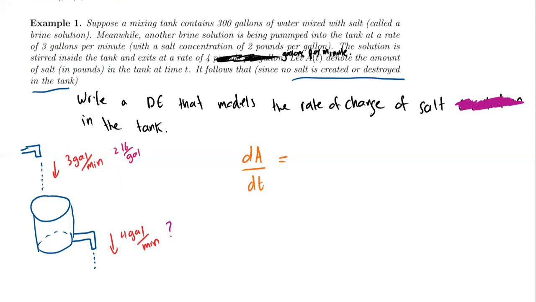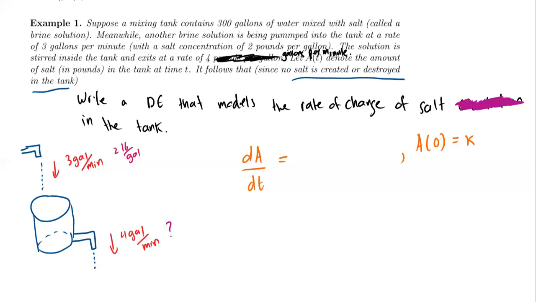And we're also given another piece of information. Suppose that a mixing tank contains 300 gallons of water mixed with salt. Now, that means that there's already some salt inside the tank. We don't know what that amount is, but we know that there's something. So let's write that the amount of salt at time 0 is just some constant k. We don't know what it is, but we know there's some salt already in the tank. If we knew it was like 7 pounds, then we would just write 7 for k. But for now, this is what we have.